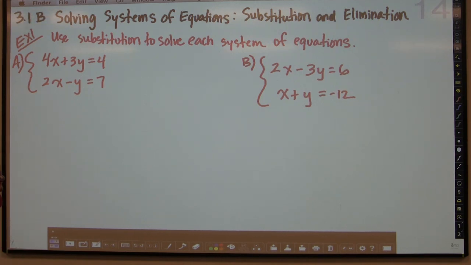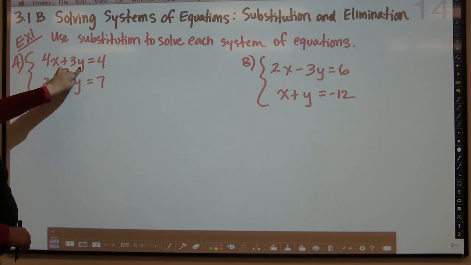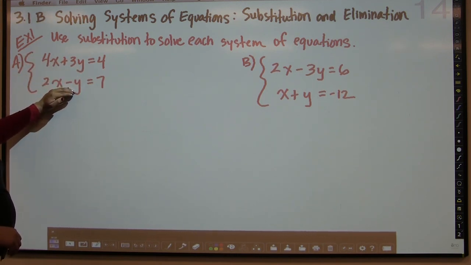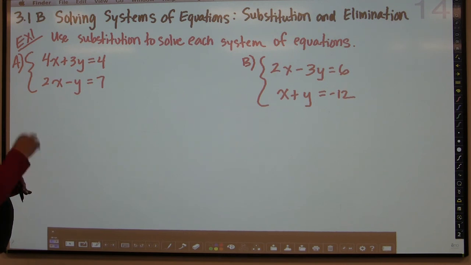So in example 1, we're going to get started with three different types of substitution, if you will. And I want to tell you that the goal when you're doing substitution is to replace into one of the equations, one of the variables with the second equation. Okay? Now when you do this, it doesn't matter which variable you choose. I can choose x or I can choose y. However, in some cases, there is typically an easier method.